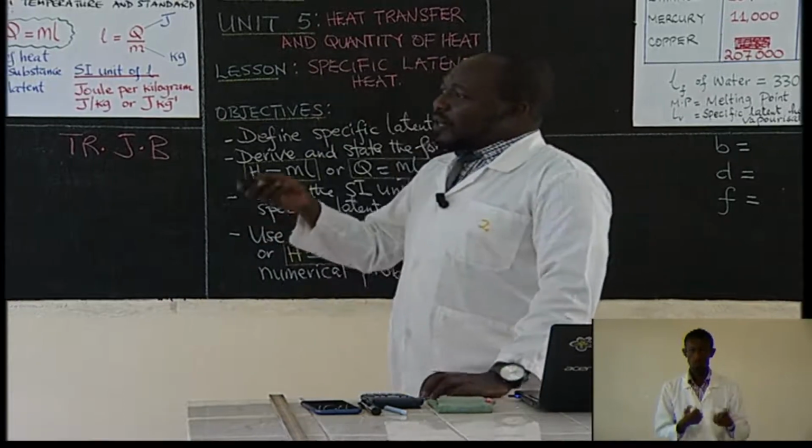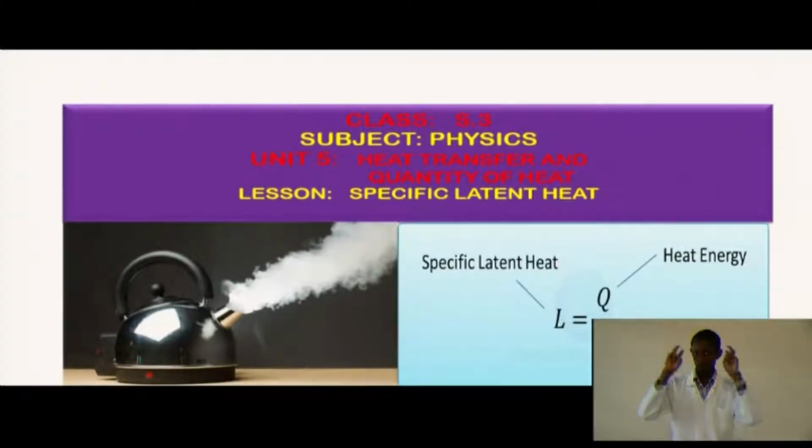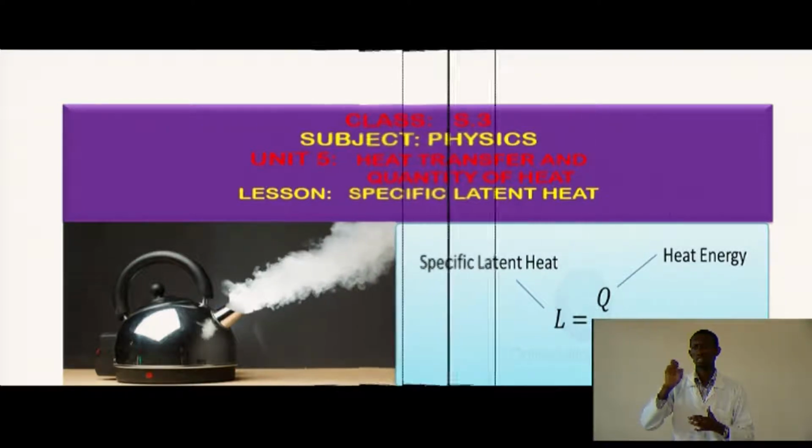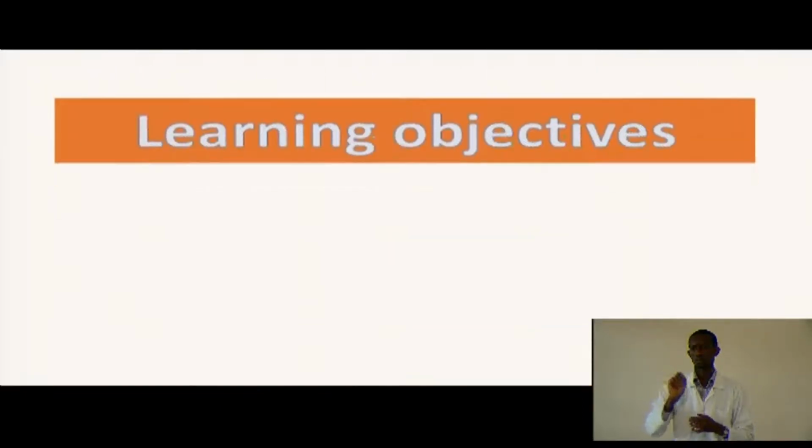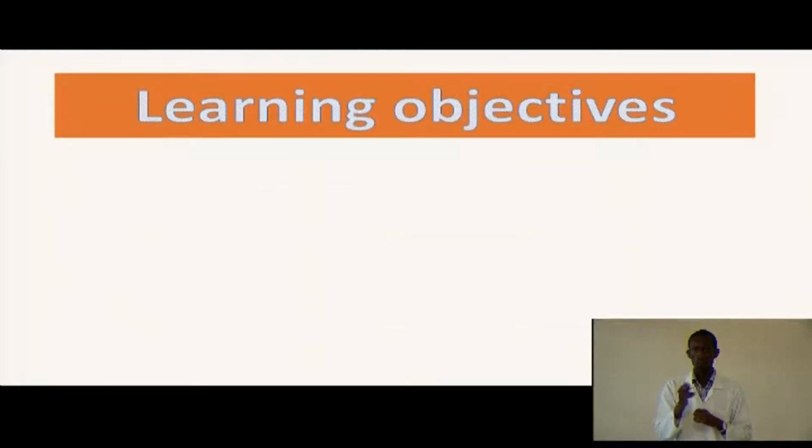So we are still on unit number 5, as you can see, and our lesson today is going to be about specific latent heat. Last time we looked at latent heat only, but today we shall be looking at specific latent heat. That is what we want to look at today. And so, let's introduce our learning objectives today.